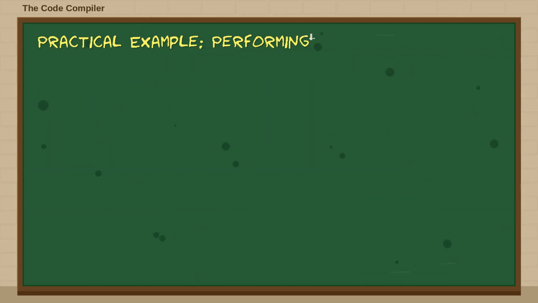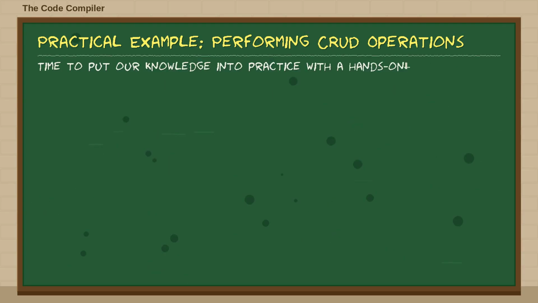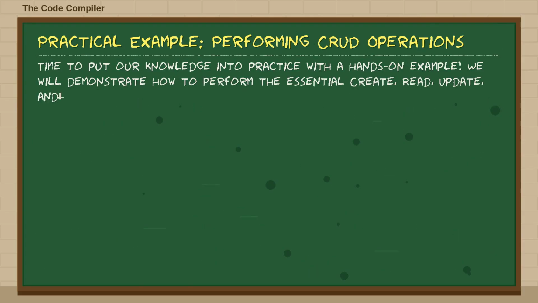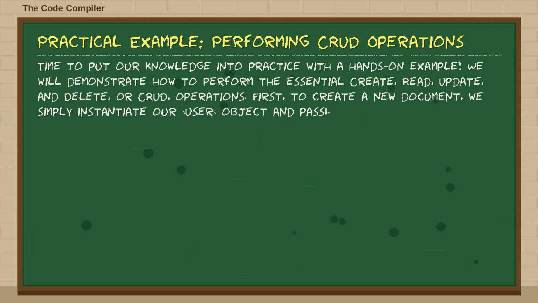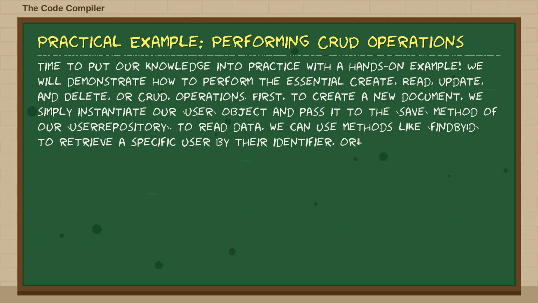Time to put our knowledge into practice with a hands-on example. We will demonstrate how to perform the essential create, read, update, and delete, or CRUD, operations. First, to create a new document, we simply instantiate our user object and pass it to the save method of our user repository. To read data, we can use methods like findById to retrieve a specific user by their identifier, or findAll to get all users from the collection.